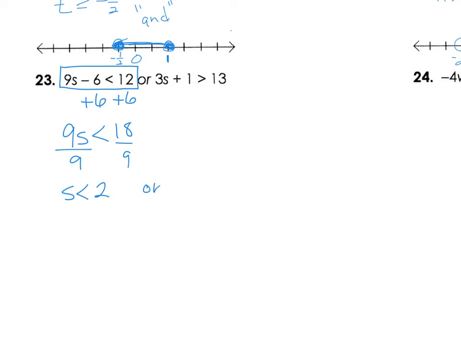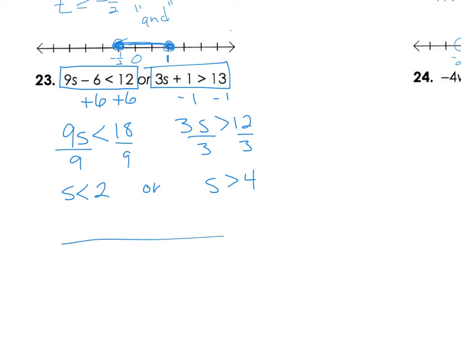or, and then I'm going to work on this side. Minusing 1, I get 3s is greater than 12. Divide by 3, I get s is greater than 4.